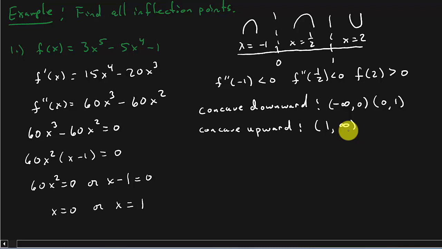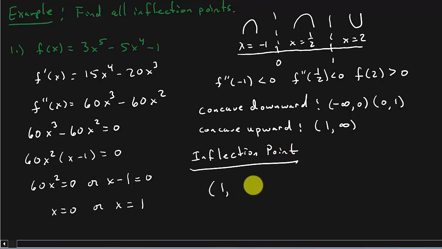They didn't ask for it. They just want the inflection points. So what are the inflection points? Well, you can see right here at 1, that's the only place that it changes concavity. See, it doesn't change concavity at 0. It just changes at 1. So our inflection point is the point 1. Now we're looking for a point.